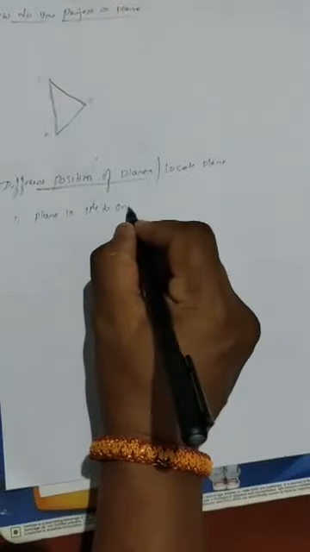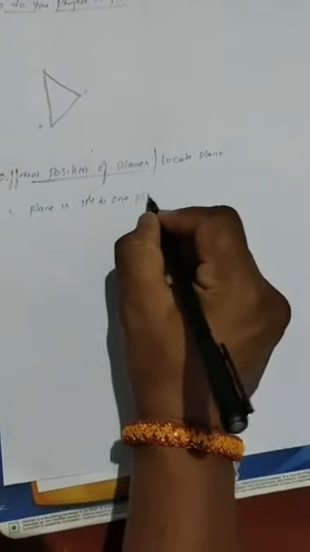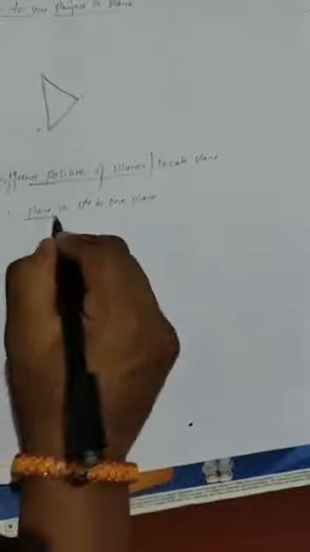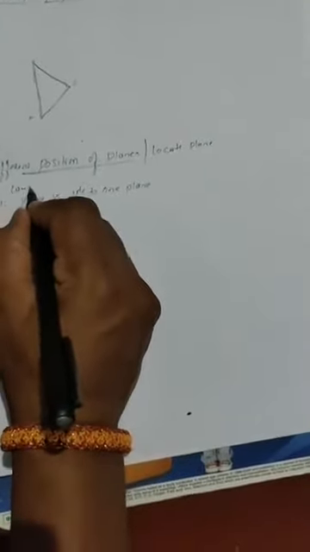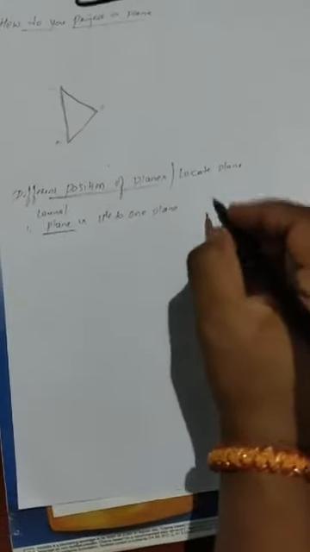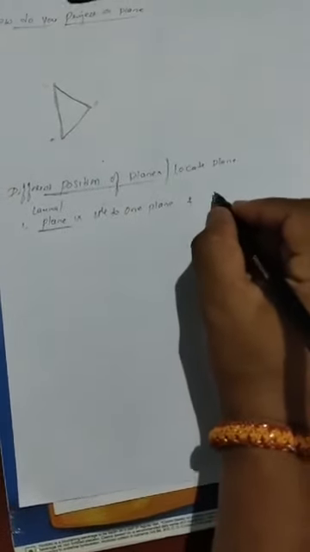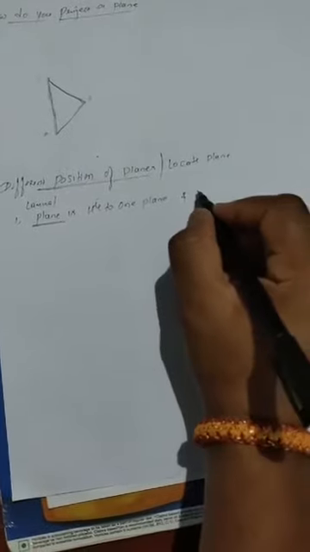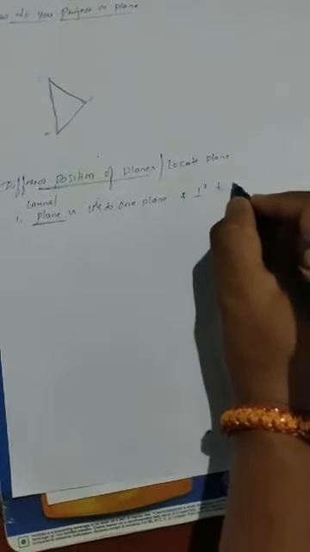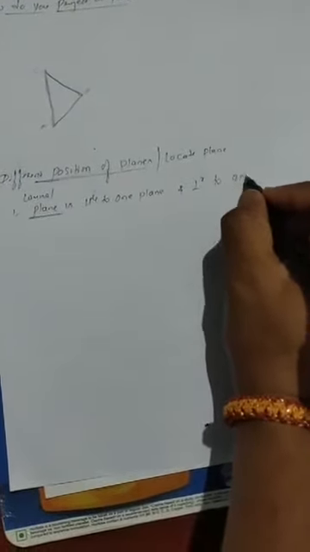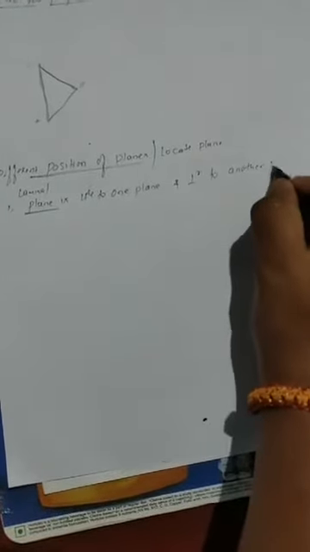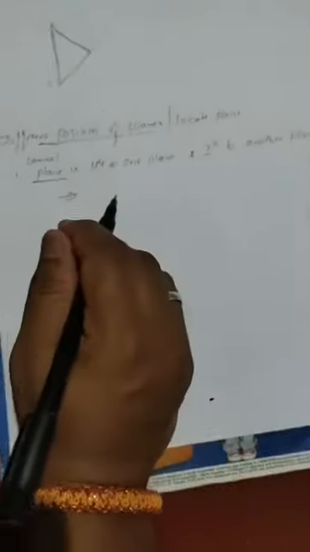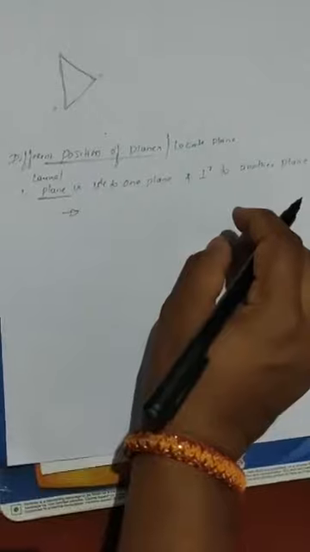parallel to one plane. Here, if you are confused by the word plane, it is better to take a lamina. The lamina is parallel to one plane and perpendicular to another plane. So how do you say the plane is parallel to one plane and perpendicular to another plane?